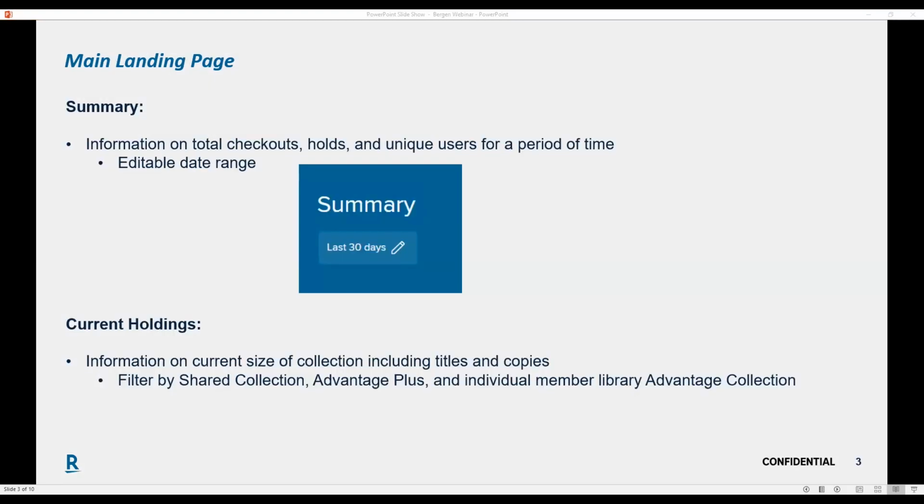So the first thing that you'll see when you land on the Insights tab is the main landing page. You'll have some useful information here that could be valuable to those of you who frequently do reports, even on an annual or monthly basis. You have a summary and a current holdings section on this page. The summary section shows you a glimpse into the current activity of your collection for a period of time. This time period is editable via the pencil icon. I'll talk a little more about the current holdings section on the next slide, but I just wanted to show you real quick what this looks like in Marketplace. So I'm going to switch over there.